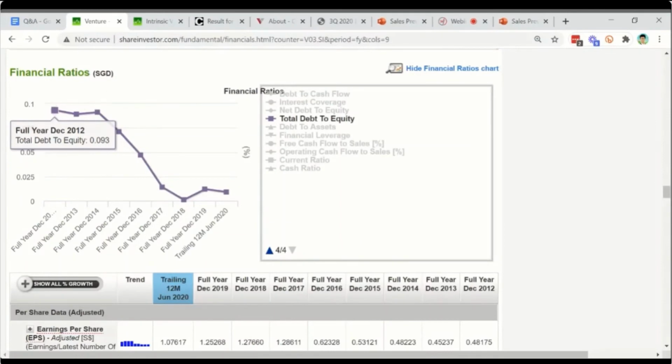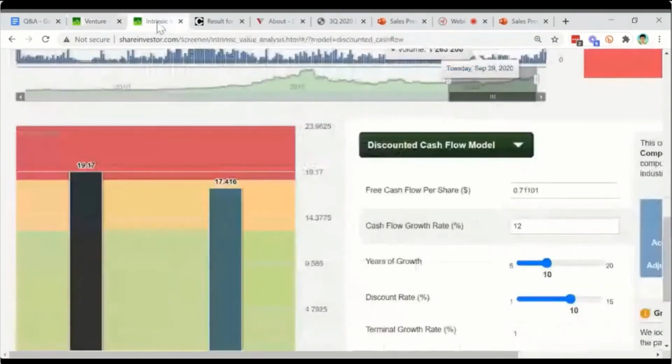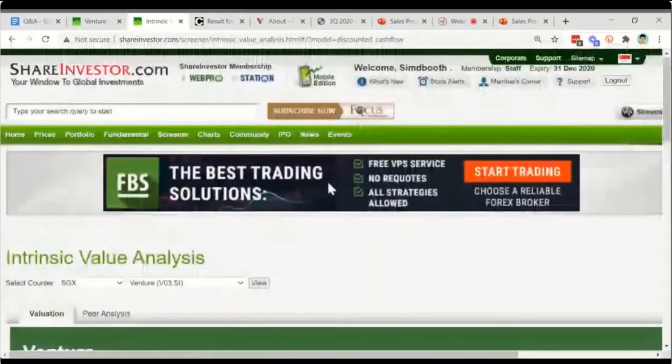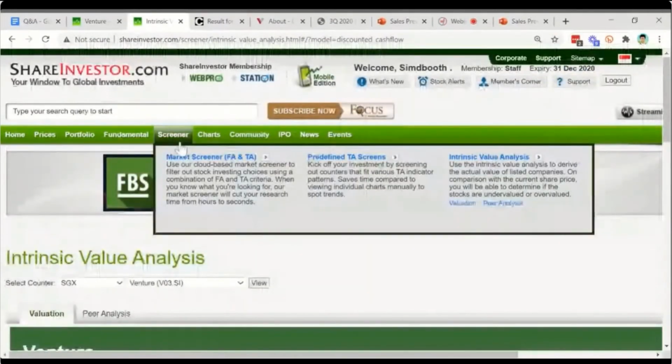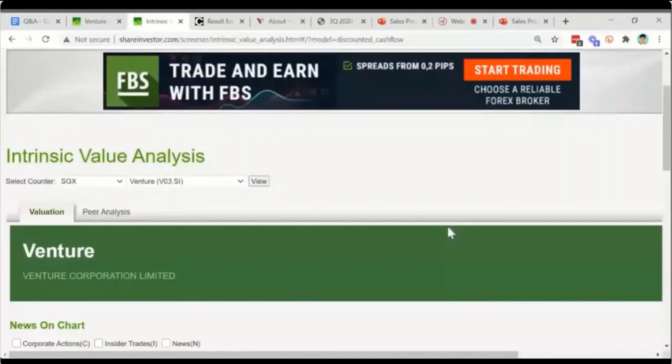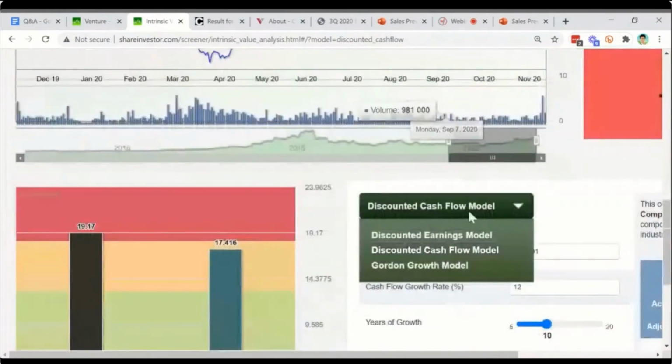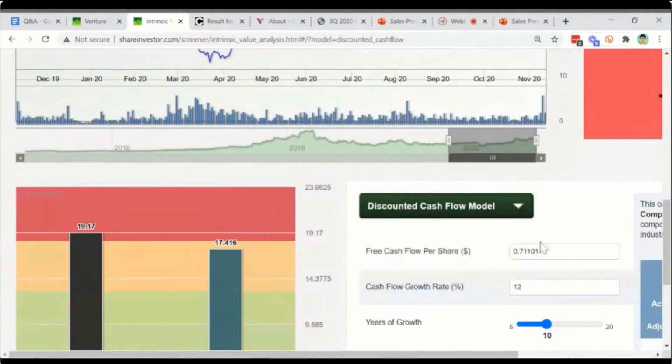And on that note, I also want to share on the intrinsic value analysis tool that we have. So if you are a Web Pro member, you can go to Screener and use this intrinsic value analysis tool. There are many methods to go about valuing a stock. So you have the relative valuation, which is like P/E ratio or price to book ratio, and you have this kind of absolute valuation methods, which is like discounted cash flow, which is over here, and also the Gordon Growth as well as the discounted earnings model. Today, I'm going to just touch on maybe the discounted cash flow model for Venture Corp.